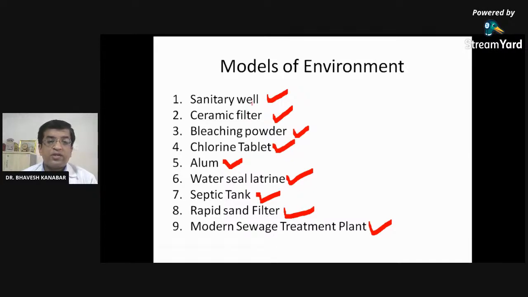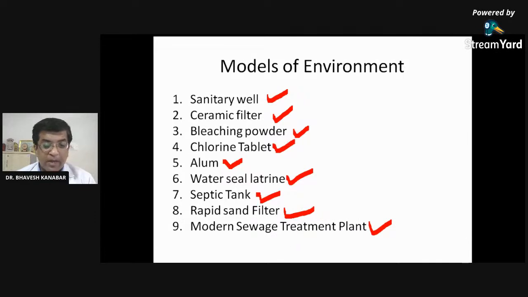So first of all, the sanitary well, that is one of the important sources of water supply in previous days. You may remember that your grandparents, your parents used to fetch the water from a well, particularly those residing in villages. There are two types of well, insanitary well and sanitary well. Of course, we are in public health, so we should be discussing the sanitary well.